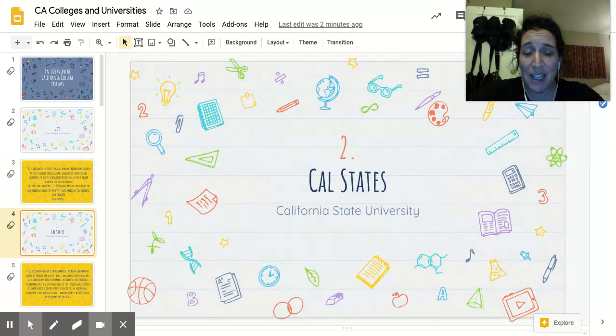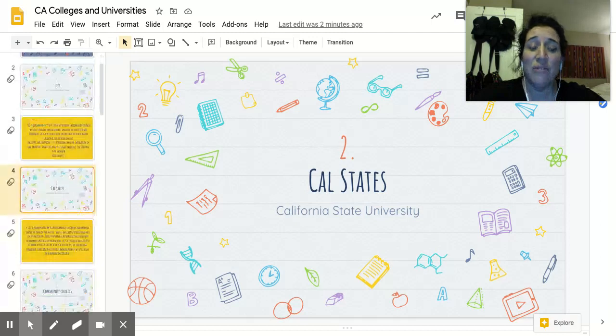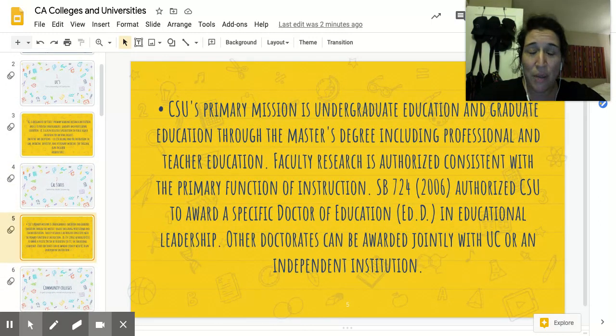In the same plan, they created a bucket called the Cal States, the California State Universities, and these schools were primarily meant for undergraduate as well as graduate education, all the way up to your master's degree. However, this also included teacher education, and you could go to a Cal State and do faculty research. However, the only doctorates that they are allowed to give are doctorates in educational leadership. So not a medicine doctor, but more like a principal leader. Like, I don't know that I know any doctors that are principals, but I'm sure they exist. They have their doctorate in education, their EdDs.